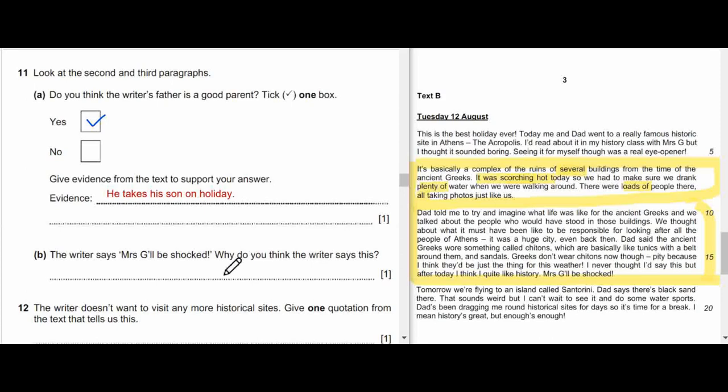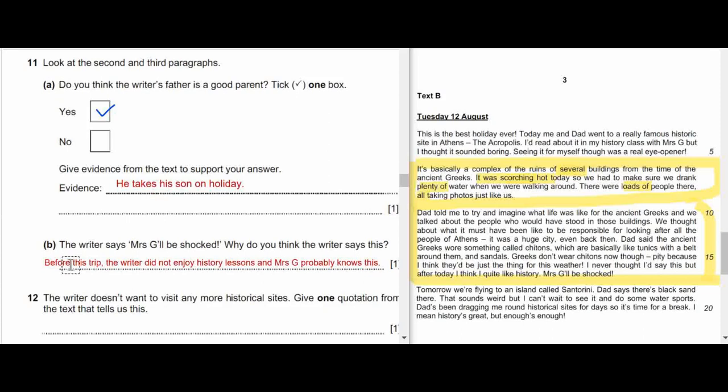All right, let's write down the answer. The answer is: before this trip, the writer did not enjoy history lessons, and Mrs. G probably knows this. The proof is saying, I thought it sounded boring in the first paragraph, and then after that, it was a real eye-opener. I never thought I'd say this, but after today I think I quite like history. Mrs. G will be shocked. I think I quite like history after the trip. So before this trip, the writer did not enjoy history lessons, and Mrs. G probably knows this.